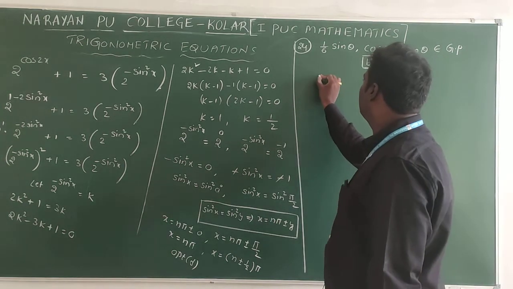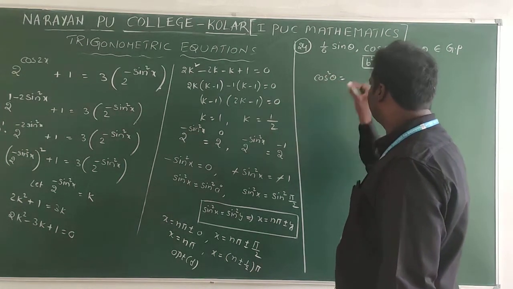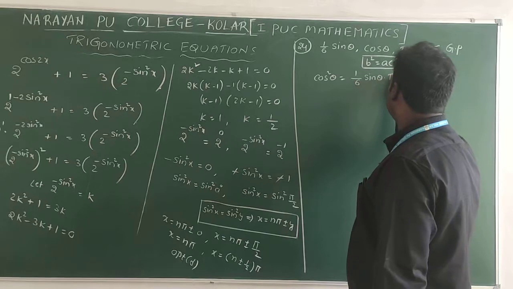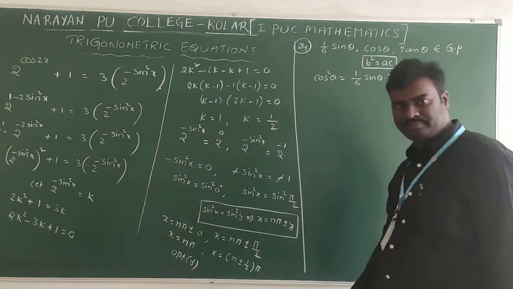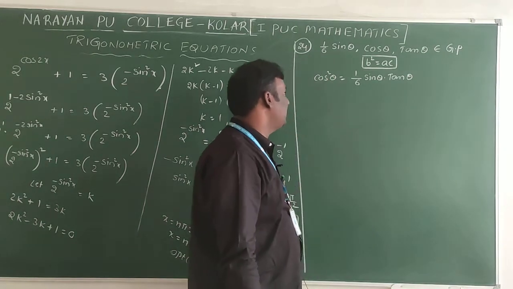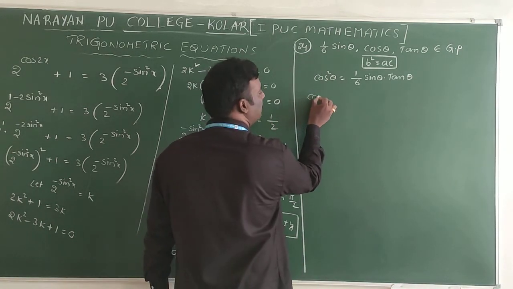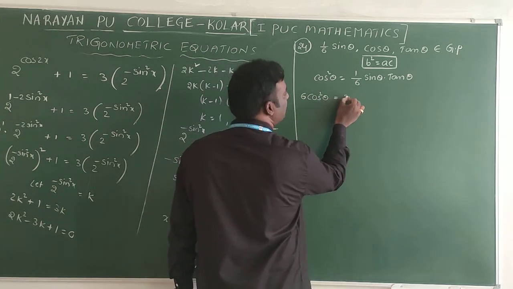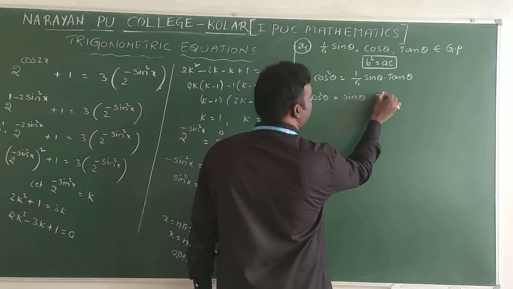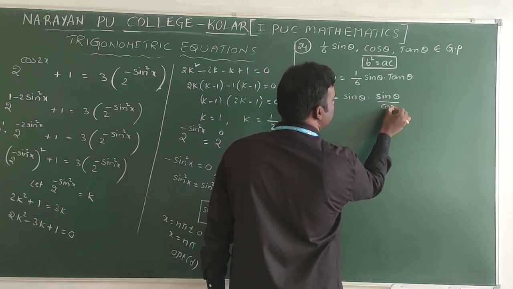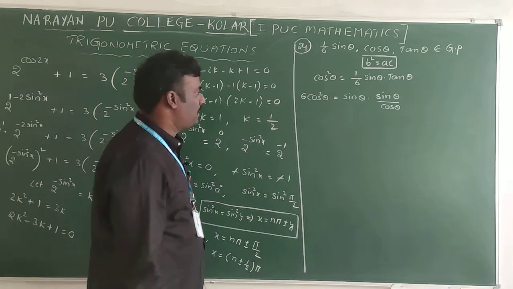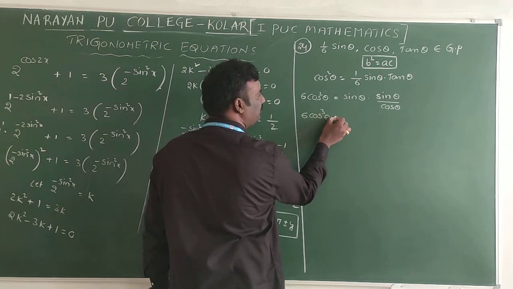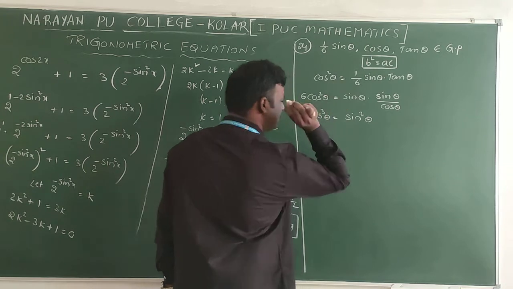Substitute. B square is nothing but cos square theta. A is nothing but 1 by 6 sin theta. C is nothing but tan theta. Next, I am simplifying this. 6 cos square theta I am writing, that is equal to sin theta into tan theta, which can be written as sin by cos. Now cross multiply. 6 cos square into cos, that is nothing but 6 cos cube theta. Sin into sin, that is nothing but sin square theta.